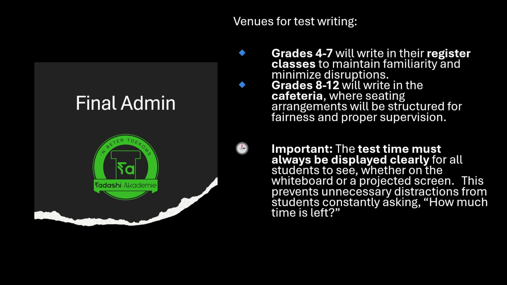Important: the test time must always be displayed clearly for all students to see. So that could be a clock, that could be you writing on the board the time that is left, or whatever, as long as they can see what time they have left. This prevents unnecessary distractions. If one kid asks how much time is left, they distract the other pupils. So just to prevent this, please write the remaining time on the board or show it on the board.